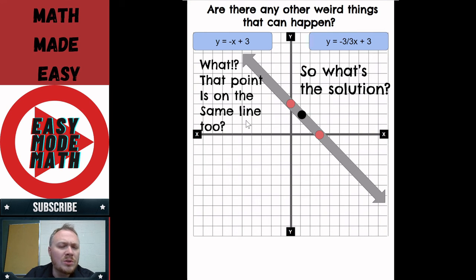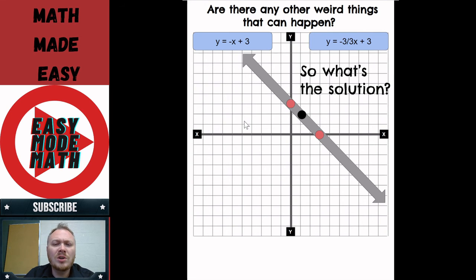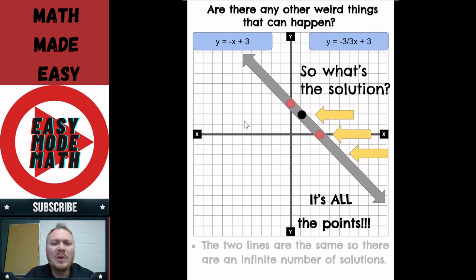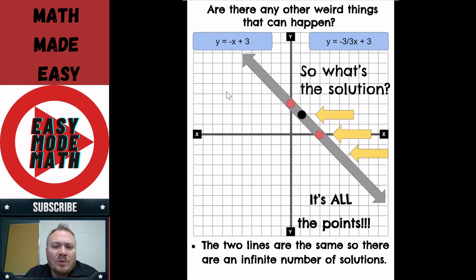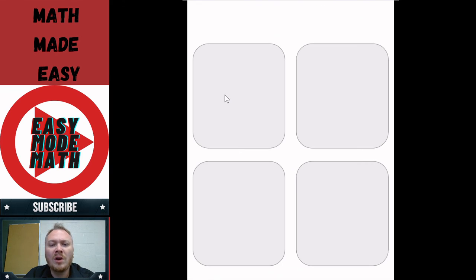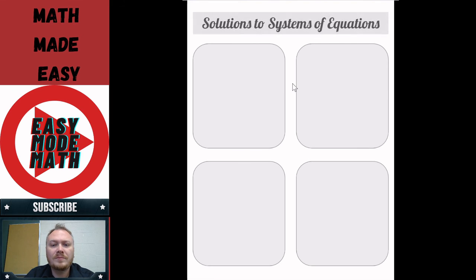So what's the solution? As it turns out, that point is a solution because it's on the line. But so is that one. So is this one that's unlabeled. All the points are solutions because they're the same line. There ends up being an infinite number of solutions when there are two lines that are really the same line. This doesn't happen that often, but it does come up, okay?